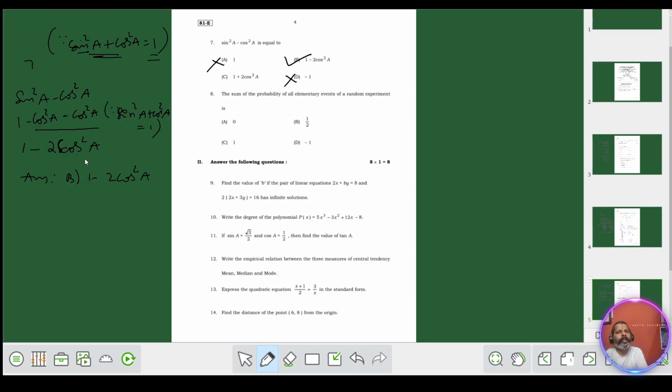The last MCQ. There will be a total of 16 questions for 1 mark. The first 8 will be MCQ, and the next 8 will be kind of descriptive. Okay, let's see the 8th one here.